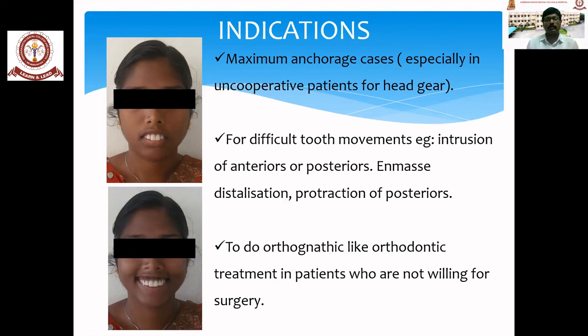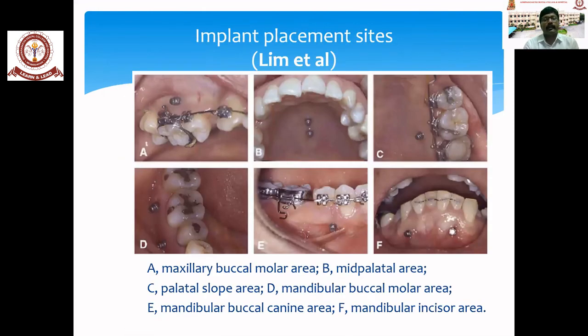And then to do orthodontic treatment in patients who are not willing for surgery, like a severe bimax case or a case in which severe intrusion is needed, all those cases you can plan using micro implants. Though it is not going to be as good as a surgery, definitely it can be a better alternative for severe skeletal cases.